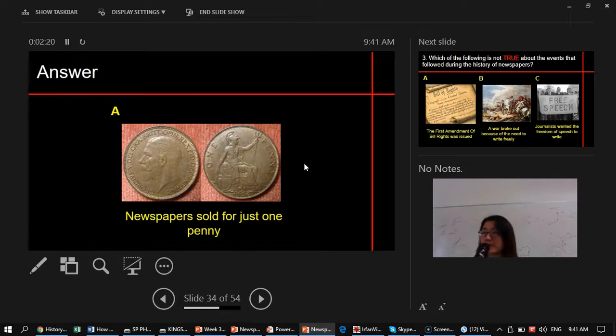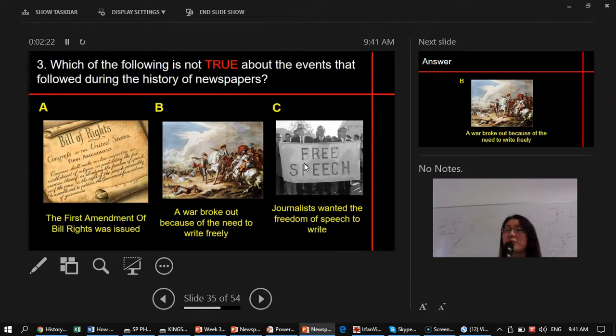So the third question is, which of the following is not true about the events that followed during the history of newspapers? A. The First Amendment of the Bill of Rights was issued. B. A war broke out because of the need to write freely. Or C. Journalists wanted the freedom of speech to write. So at the count of 1, 2, 3, do raise your hands if you know the answer. 1, 2, 3.